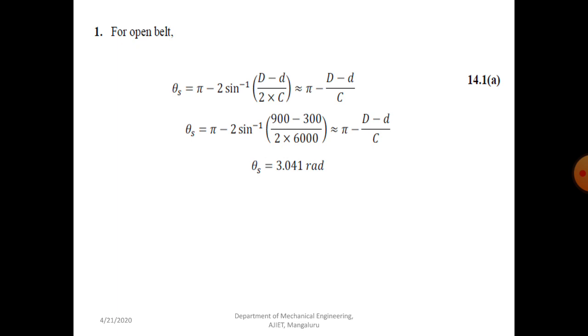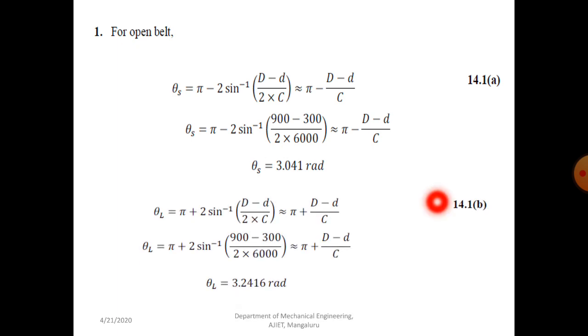Similarly, you have to calculate for the larger pulley, so that is from equation number 14.1b. That is theta l equal to pi plus 2 sin inverse of D minus d divided by 2 into c. So again substitute the value of capital letter D is 900, small letter d is 300, c value is 6000. So after substituting the values, you will get the angle of wrap for the larger pulley, that is 3.2416 radian. So these are the two important answers, that is the angles of wrap.